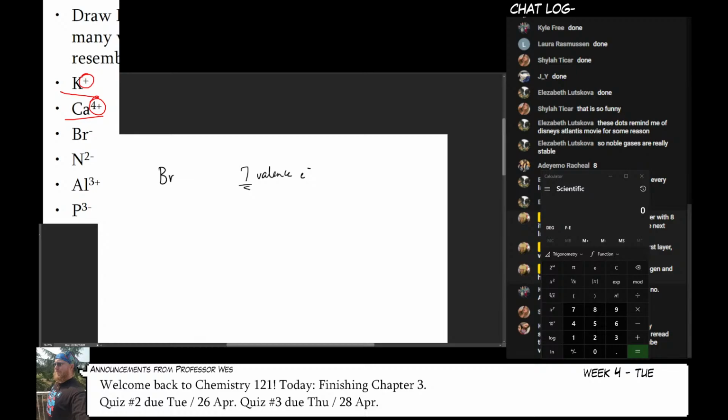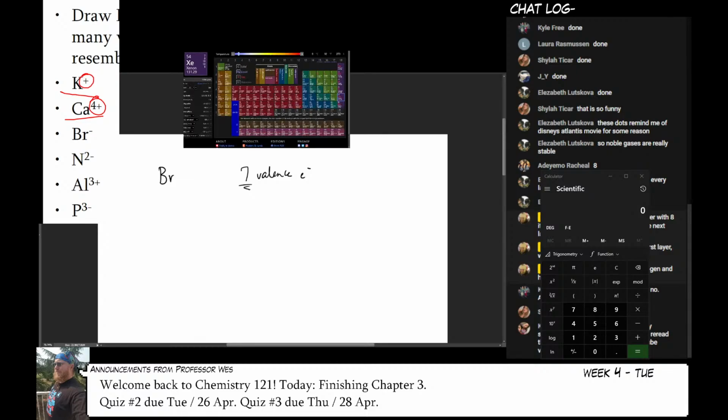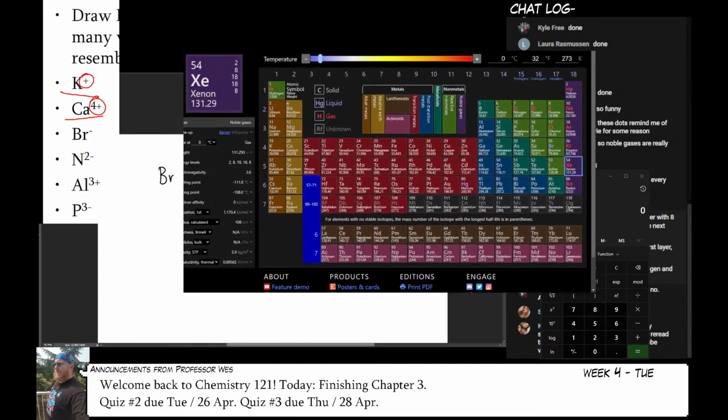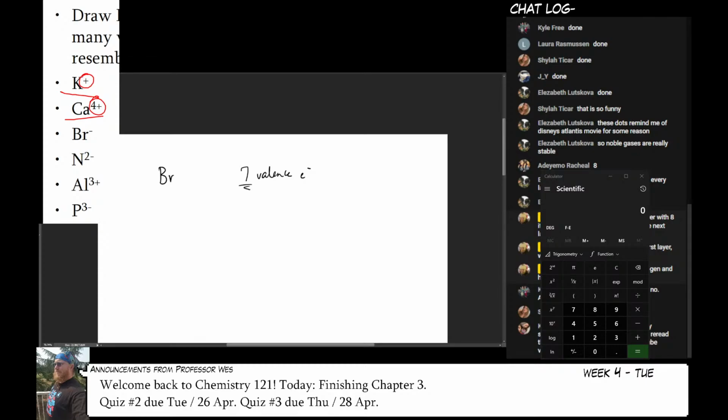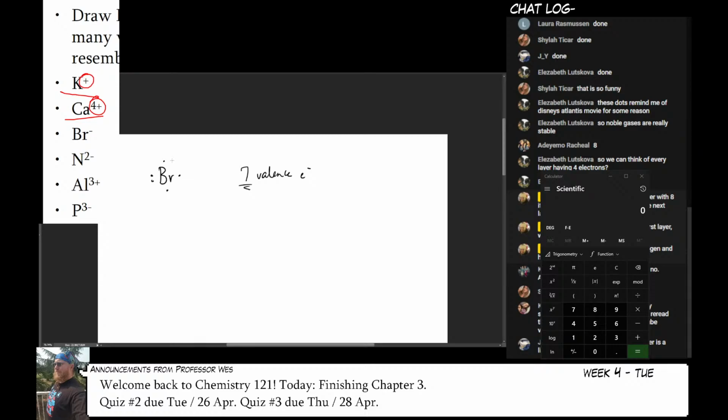If we open the periodic table here, we know that bromine right here, group 17, has 7 valence electrons. So that's the first step. Then we need to draw all the dots around it. 1, 2, 3, 4, 5, 6, 7. So there's our 7 valence electrons for bromine.